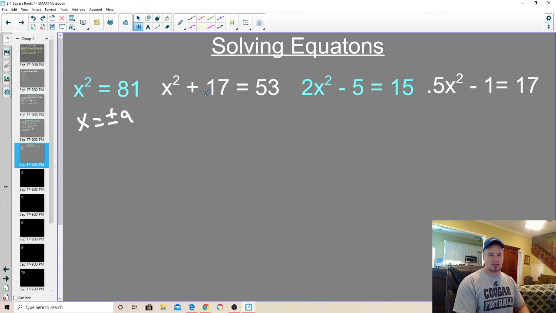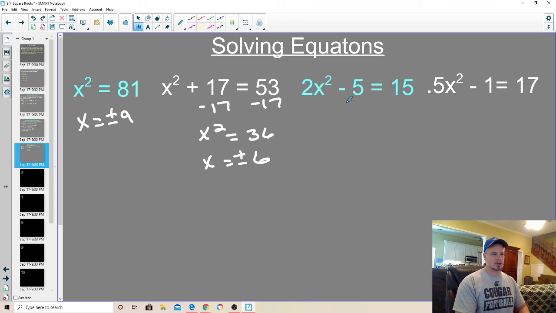Okay, first off here, before we take the square root, we've got to subtract 17. Remember, add or subtract first. Okay, we're going to get x squared equals, and that's going to be 36, I believe, 36. Now take the square root of both sides. We get x equals plus or minus 6. Okay, plus or minus 6.